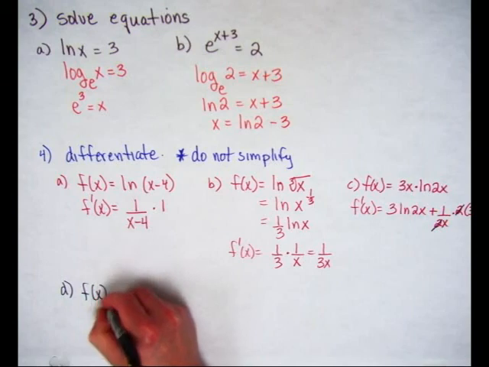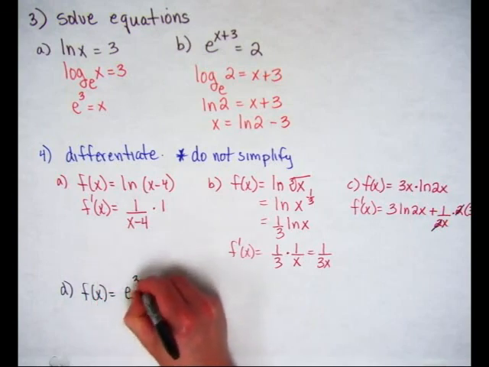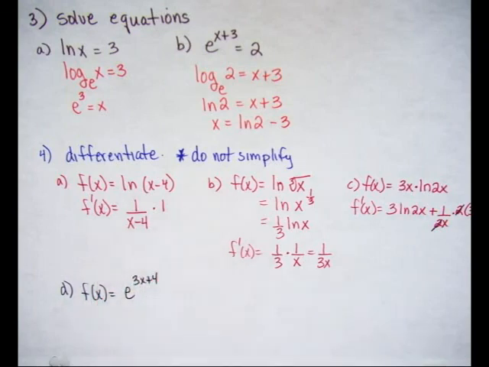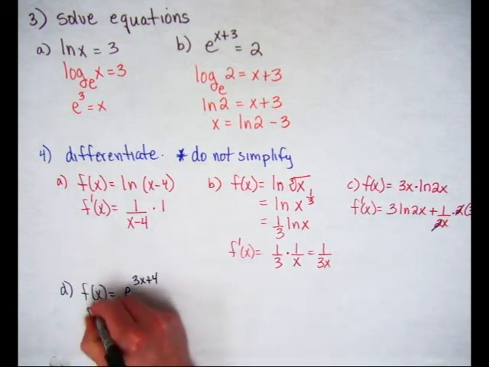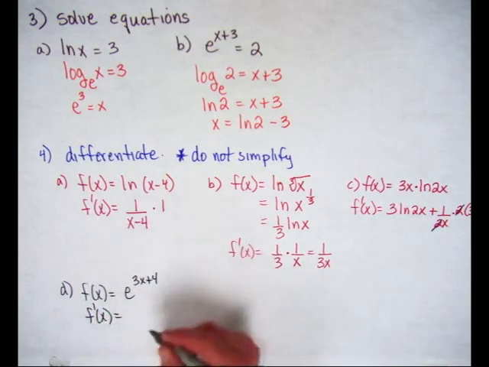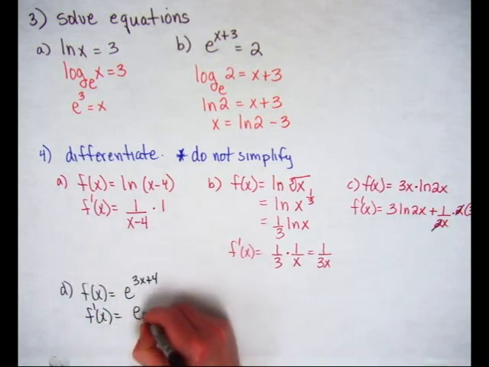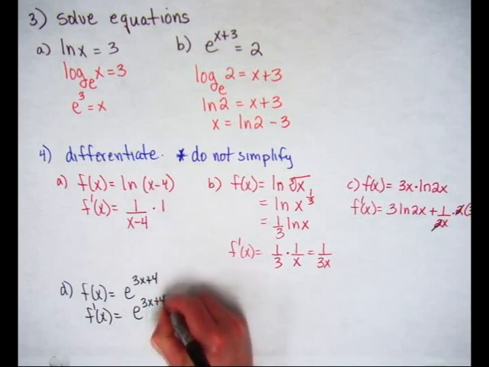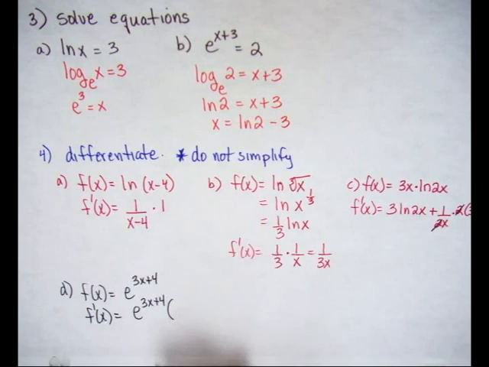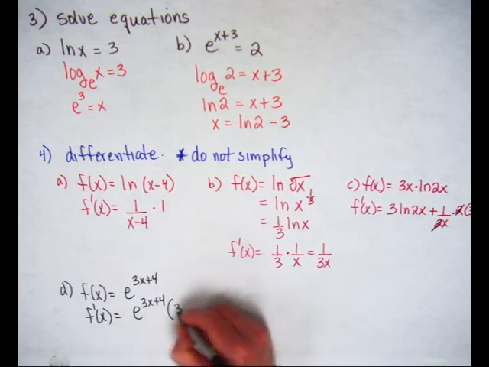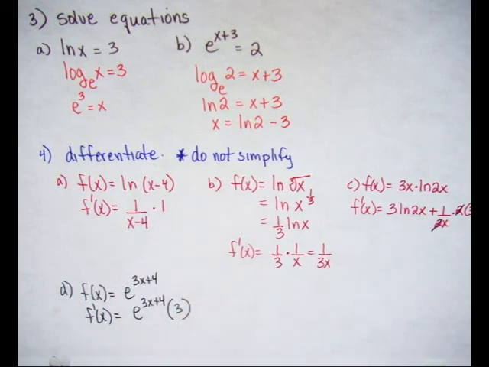So keeping with the same theme, if we add something like e to the 3x plus 4. Now, e to the 3x plus 4 is the natural exponential function. And of course, the rule for that one is very simple. If you recall, the derivative of e to the x is itself. So the derivative f prime of e to the 3x plus 4 is going to be e to the 3x plus 4. But remember that you always have to multiply by the derivative of the argument. So we take the derivative of 3x plus 4, which would just be 3.